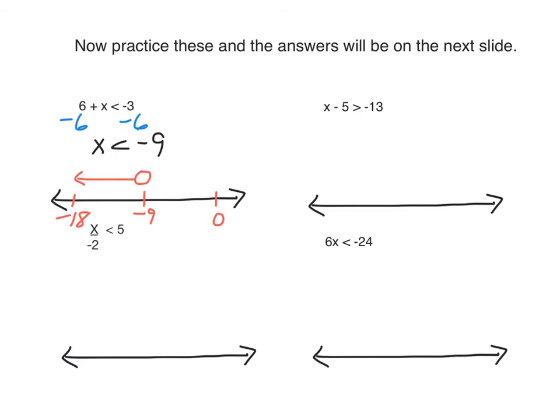The next one, it is minus 5, so the opposite is plus 5. Add 5 to both sides. That gets you x is greater than. Don't flip it, it's just addition. And this is a negative 8.